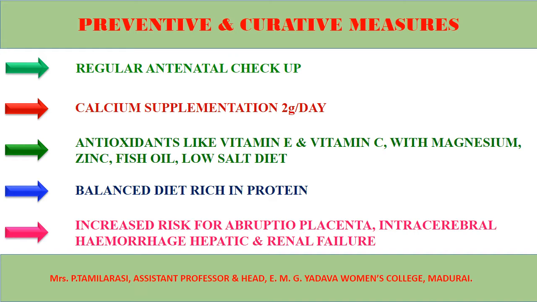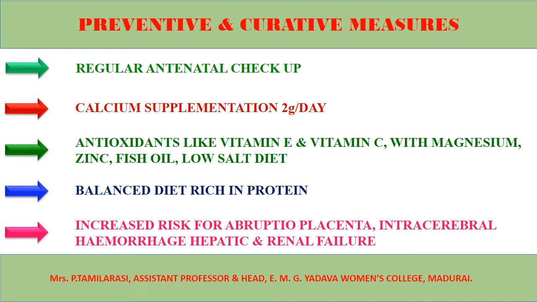Antioxidants like vitamin E and vitamin C with magnesium, zinc, fish oil and a low salt diet are prescribed to pregnant women. And then a balanced diet rich in protein is also prescribed for pregnant women. An increased risk of abruptio placenta and intracerebral hemorrhage may occur, and then renal failure may occur.